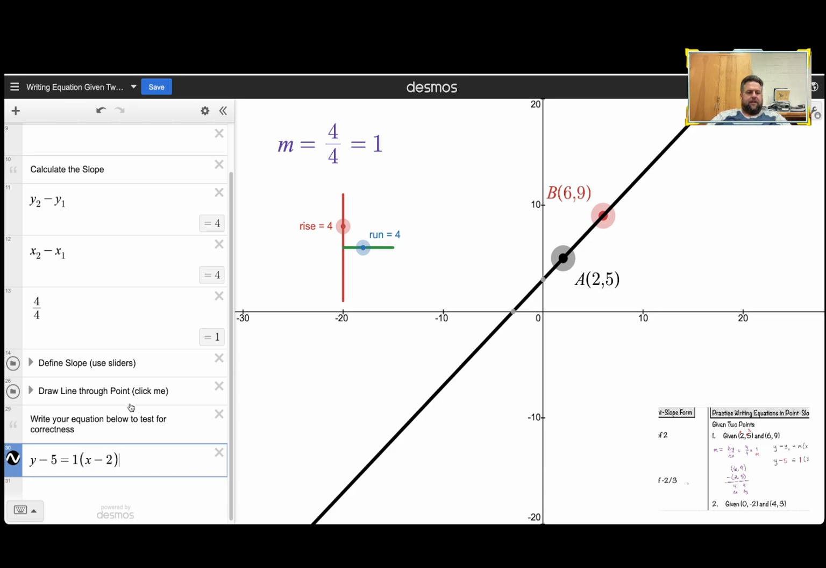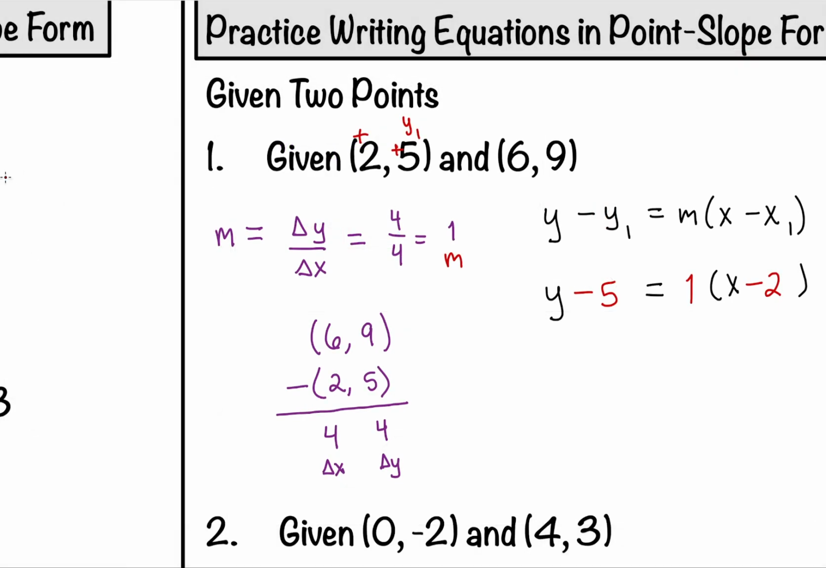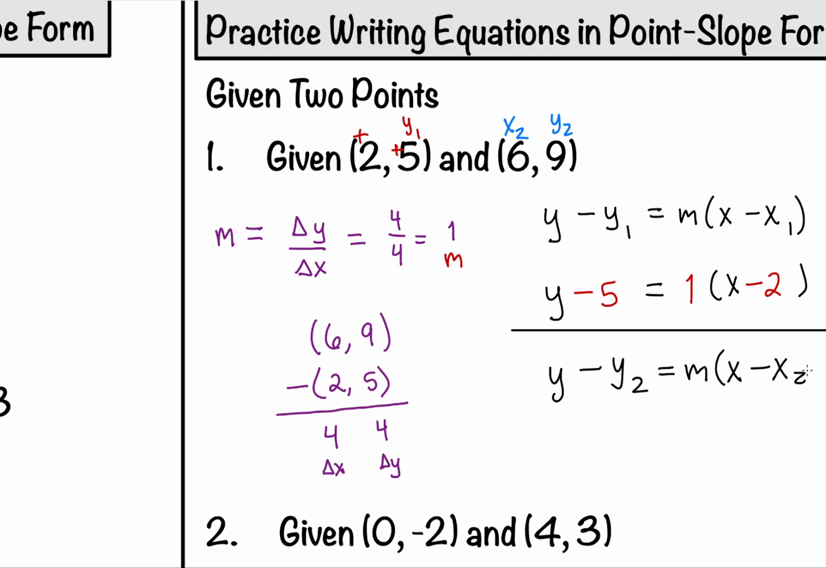Is this the only equation that I could have done? The point was that I said choose one point is all you have to do. So could I have chosen the other point and come up with the same equation? Instead of x1 and y1, we're going to use x2 and y2. So we're going to say y minus y2 is equal to m times x minus x2.